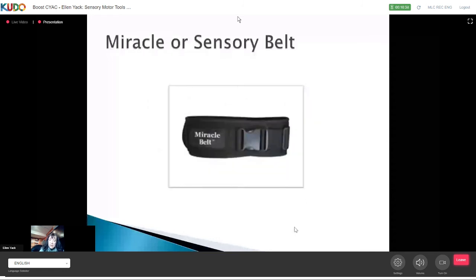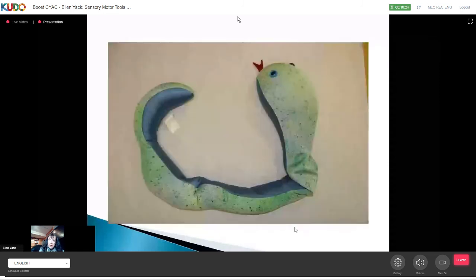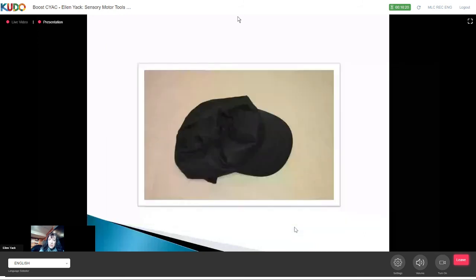Miracle or sensory belts. I've used these with children and adults, and it's useful because it can be worn throughout the day, over or under a shirt. There are weighted neck collars or lap pads. Weighted hats are for individuals who really like the feeling. And again, for those individuals with dissociation, those of us who have poor body awareness, having a weighted hat on our head really tells us where we are in space.